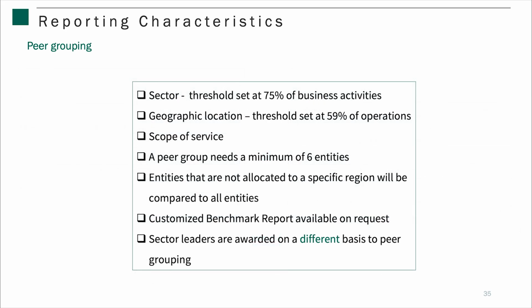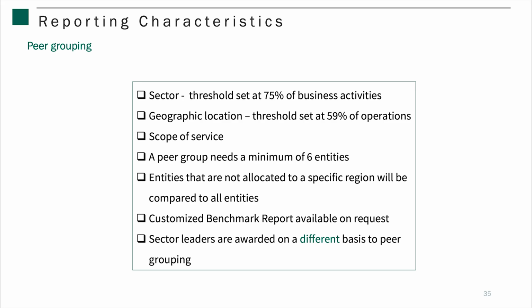Let's take a look at how peer groups are set for benchmarking purposes. Each participant is assigned to a peer group based on the entity's primary sector, primary location, and other factors. To ensure participant anonymity, GRESB will only create a peer group if there is a minimum of 6 participants allocated to the peer group, the participant plus 5 other peers.